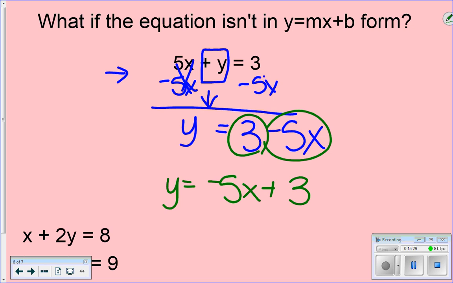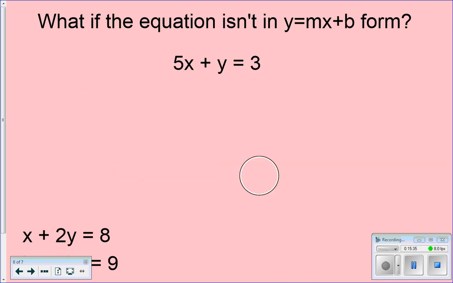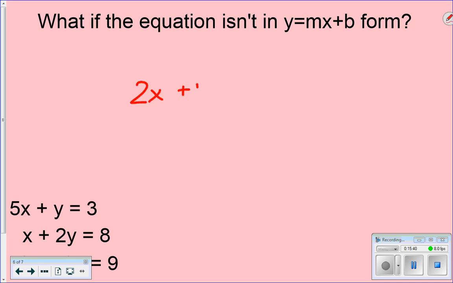So let's do another one like this. We'll keep it simple for now. Let's do this. 2x plus y equals negative 3. See if you can do this one by yourself. So I got to keep y where it's at, and a minus 2x on both sides.